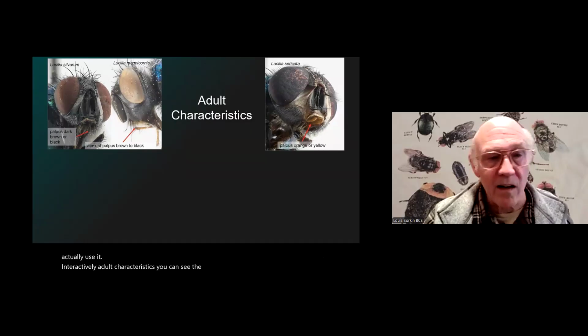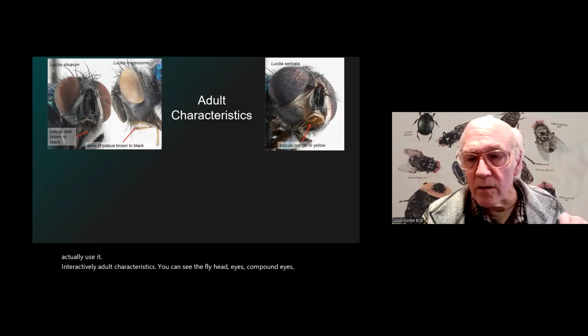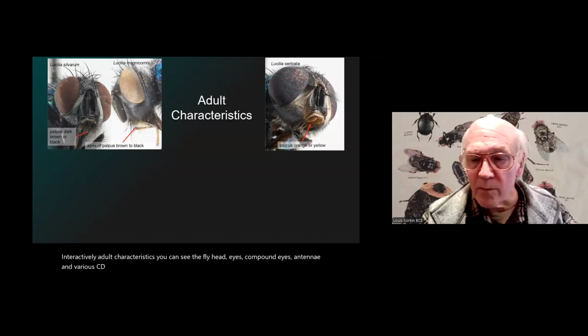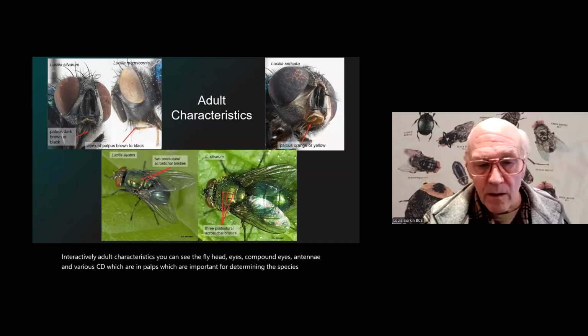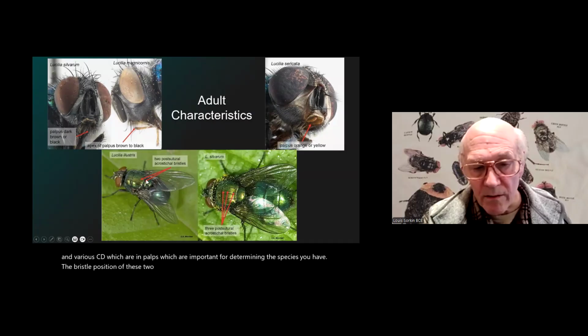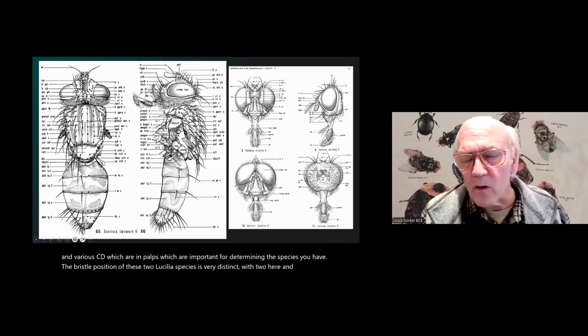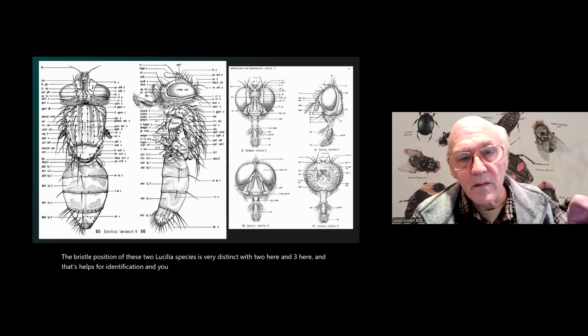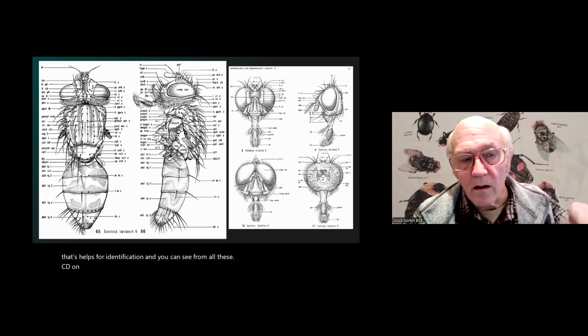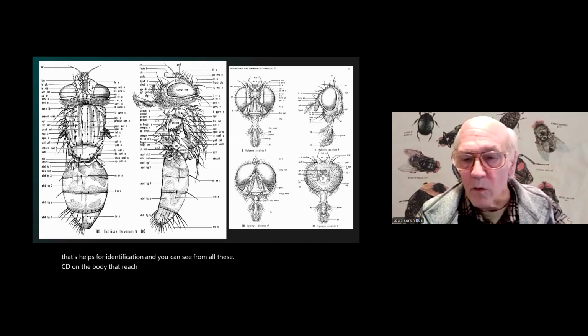Adult characteristics, you can see the fly head, compound eyes, antennae, and various setae, and palps, which are important for determining the species you have. The bristle position of these two Lucilia species are very distinct, with two here and three here, and that helps for identification. And you can see from all these setae on the body, they're each identifiable with specific names for where they are on the body, and that's used for determining the species too.